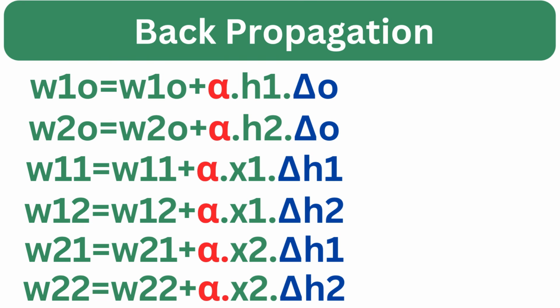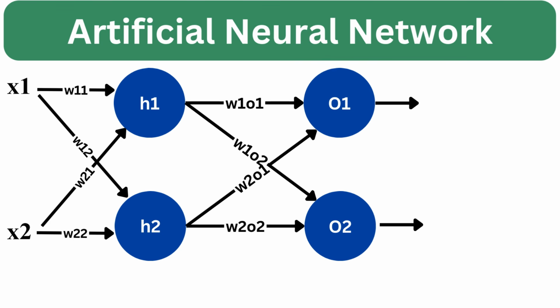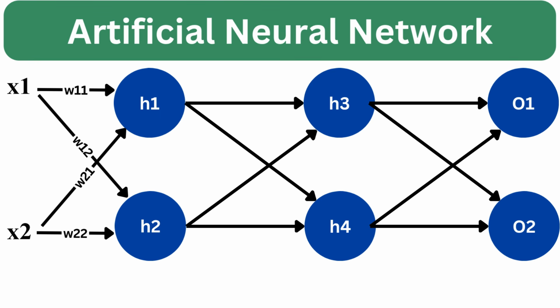In this video, we are moving a step further. We will see that if a multi-layer perceptron has more than one neuron in the output layer, how do we calculate the deltas at the hidden layer? Similarly, if a multi-layer perceptron has more than one hidden layer, how do we calculate the deltas at the hidden layer? So let's start with the first example.